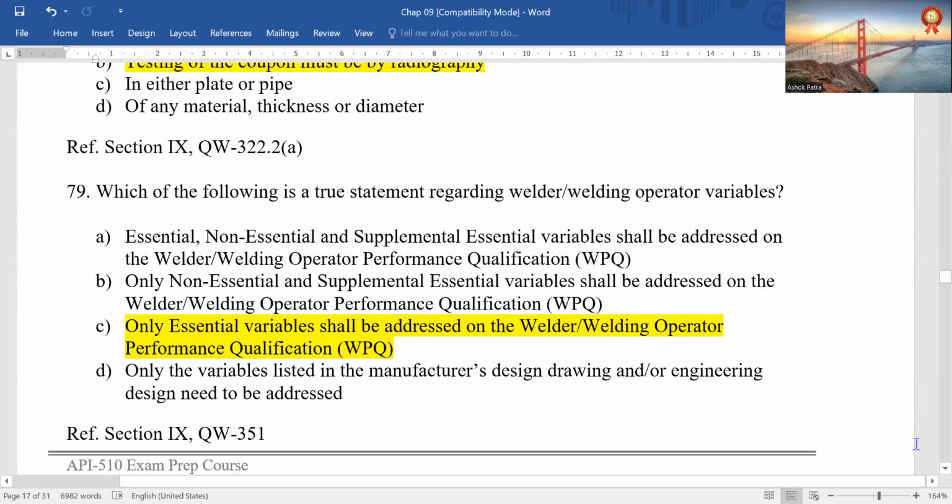Which of the following is a true statement regarding welder and welding operator variables? Only essential variables are addressed on the welder welding operator performance qualification WPQ.